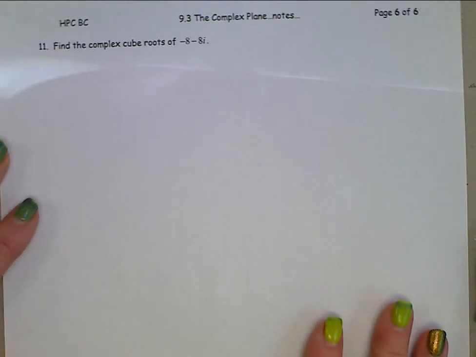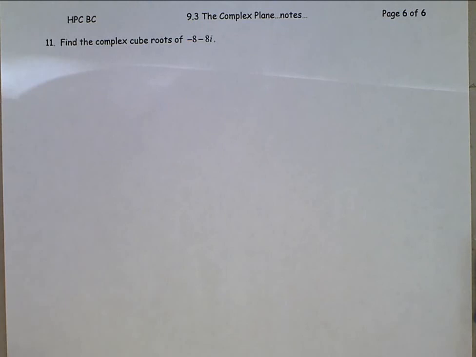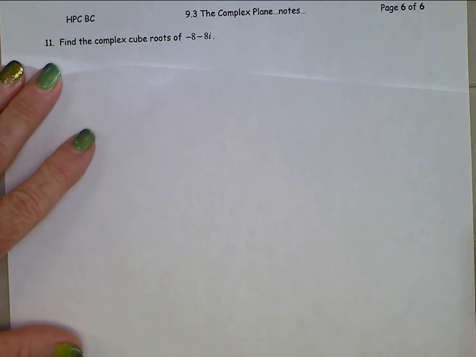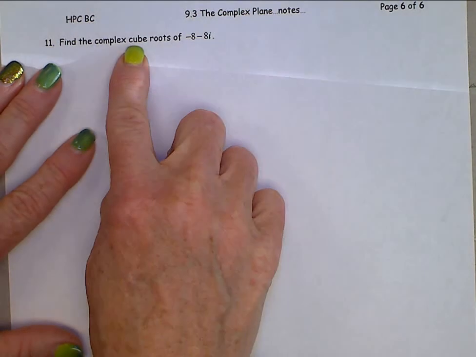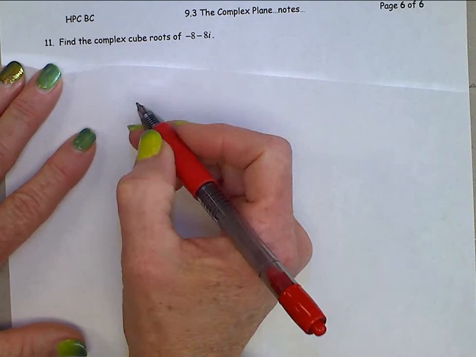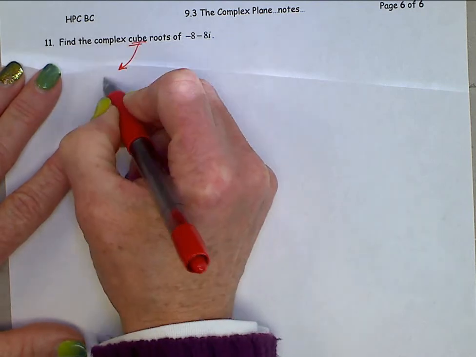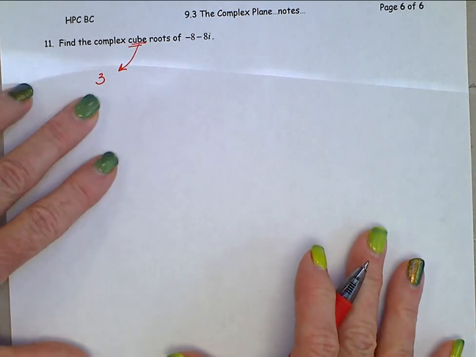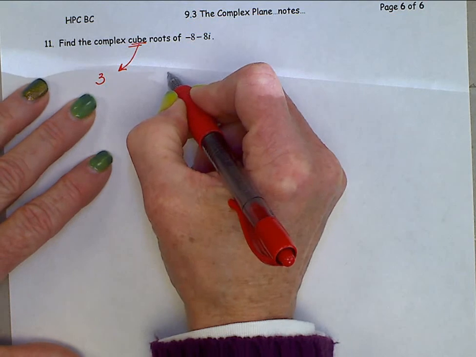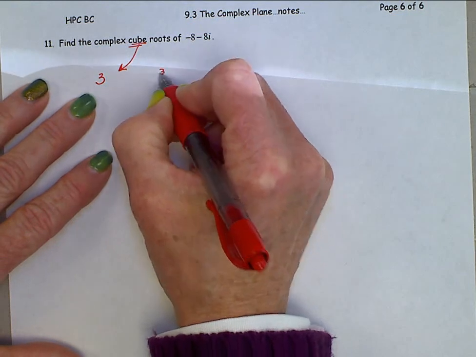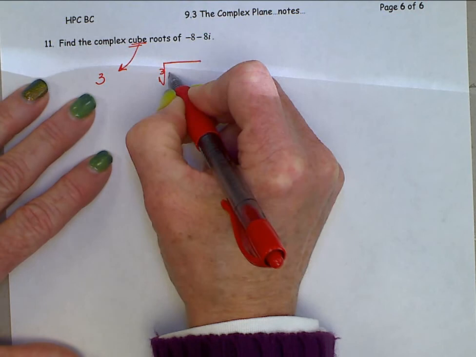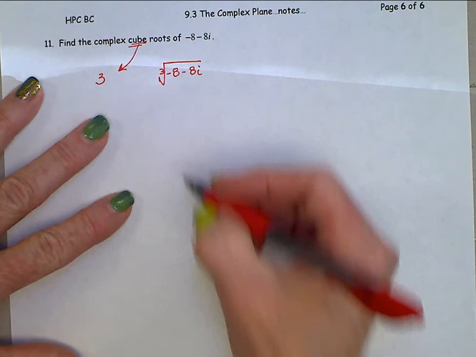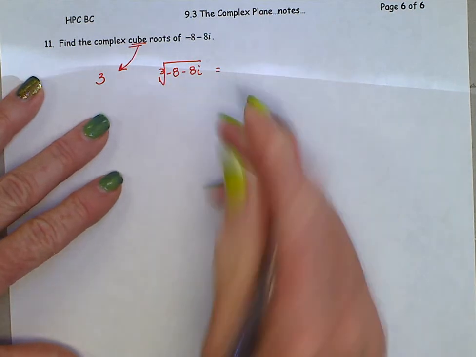I would like you to find the complex cube roots of -8 minus 8i. All right, right here, we're finding complex cube roots. How many answers are there going to be? Yep, there's 3 because we're doing cube roots. And we need to convert -8 minus 8i to polar form.